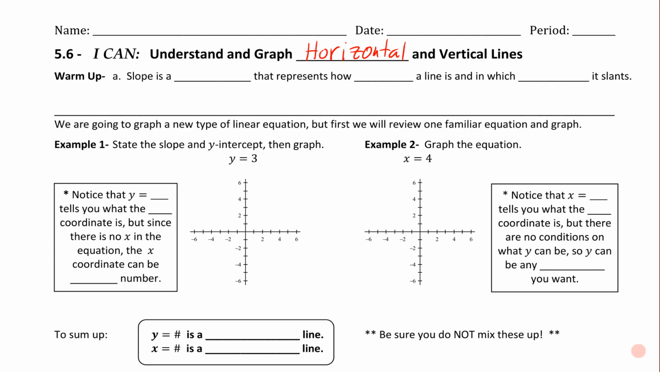Ready to deal with two very special cases of linear equations. So the I can statement in 5.6 is I can understand and graph horizontal and vertical lines. So I'll give you a second to write the word horizontal in there. And then a common thing for people to do is to misspell both of those words.